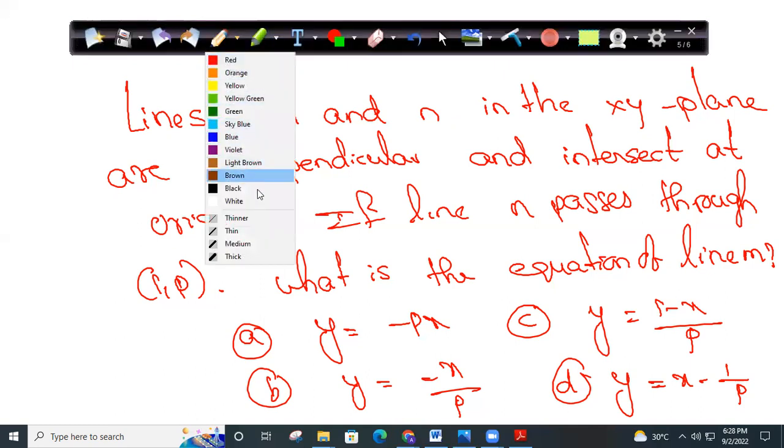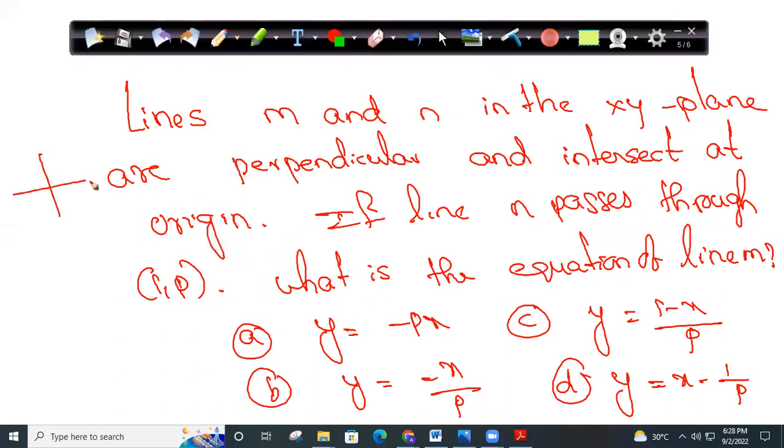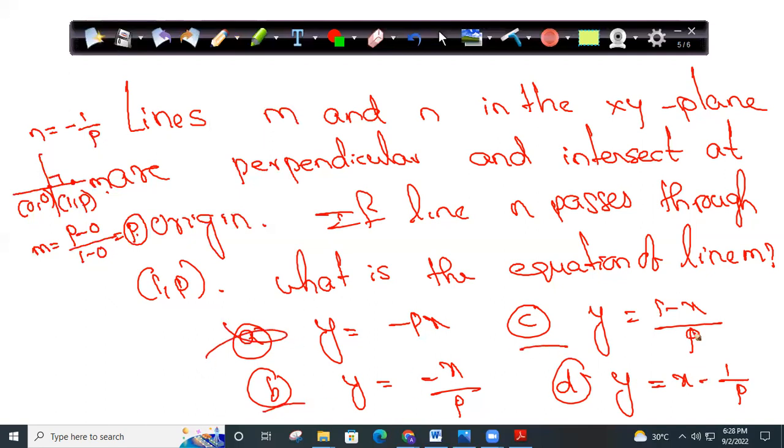Lines M and N are perpendicular. They intersect at origin, means one point is (0, 0), other point is (1, p). So find the slope. Slope is p minus 0 by 1 minus 0. Slope of M is p. So slope of N should be minus 1 by p, because I clearly told you if the lines are perpendicular, slope should be negative and reciprocal. So see where you have slope of minus 1 by p. You have slope of minus 1 by p in option C and option B, because 1 minus x by p is same as 1 by p minus x by p.